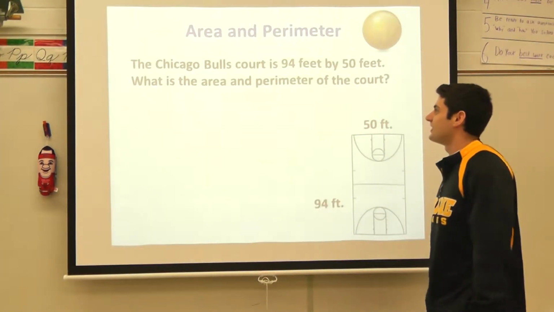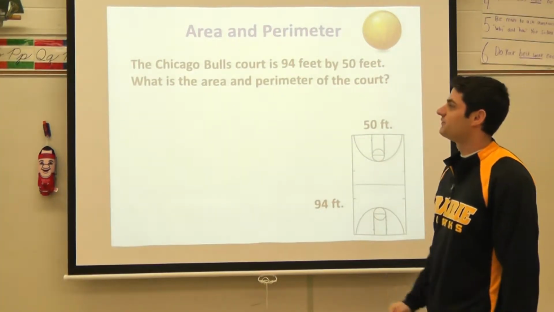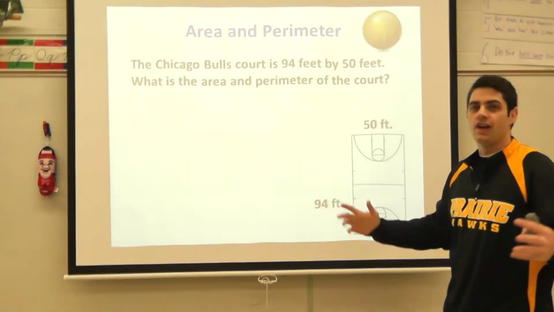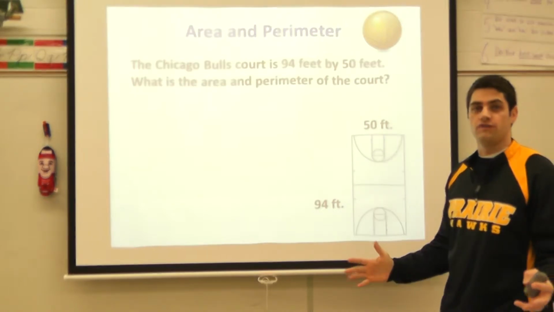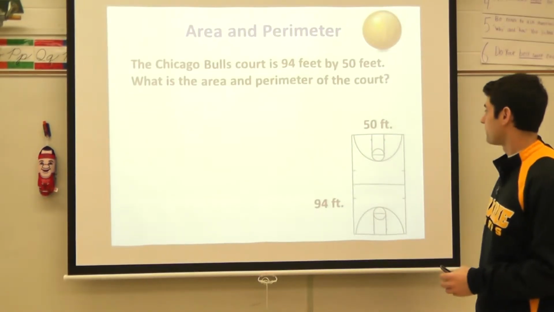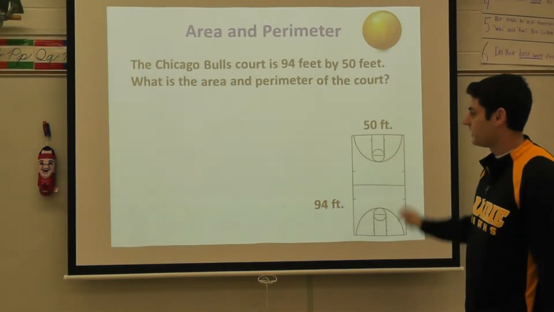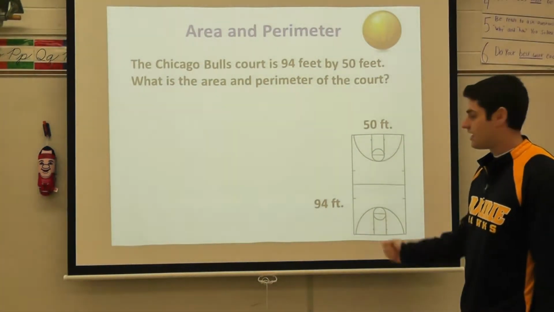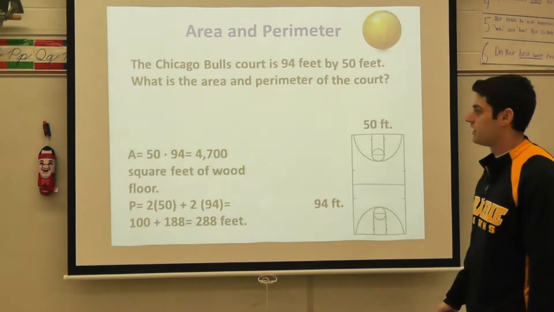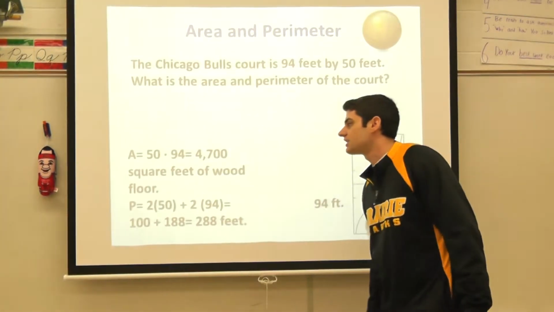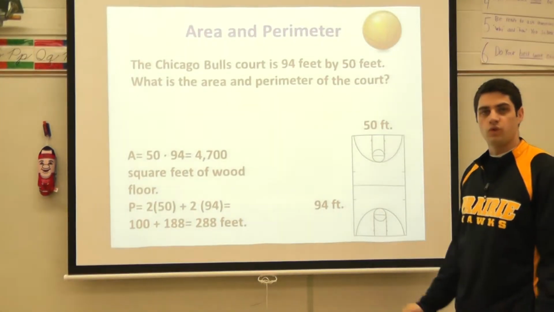The Chicago Bulls court is 94 feet by 50 feet. I want you to figure out what the area and perimeter is of the court. Again, we've been working with formulas for area and perimeter. So if I know that the length is 94 feet long and the width is 50 feet wide, to find the area, I need to do the length times the width. So I'm going to do 50 times 94, which is going to give me 4,700 square feet of wood floor.